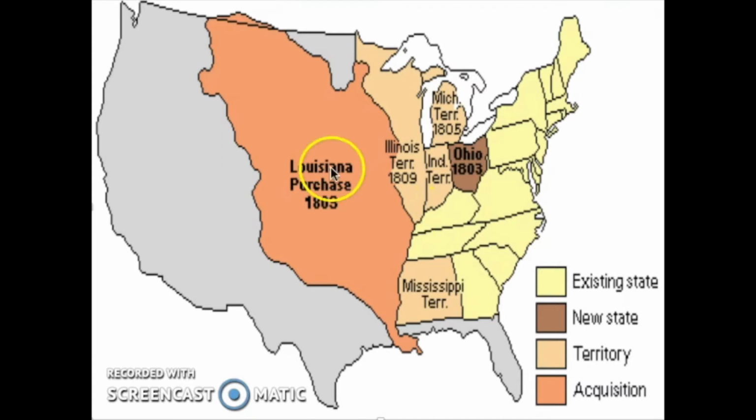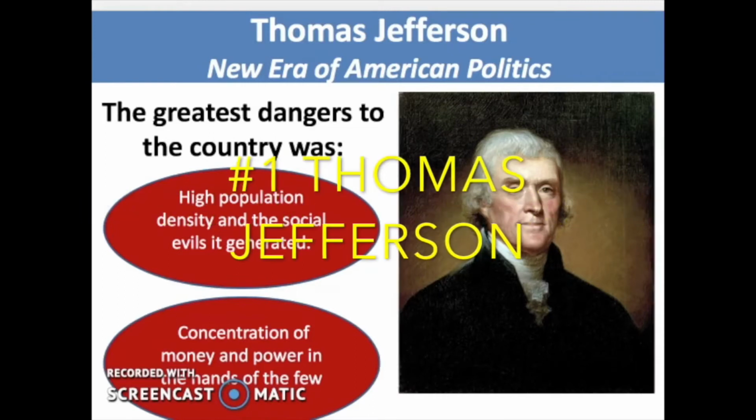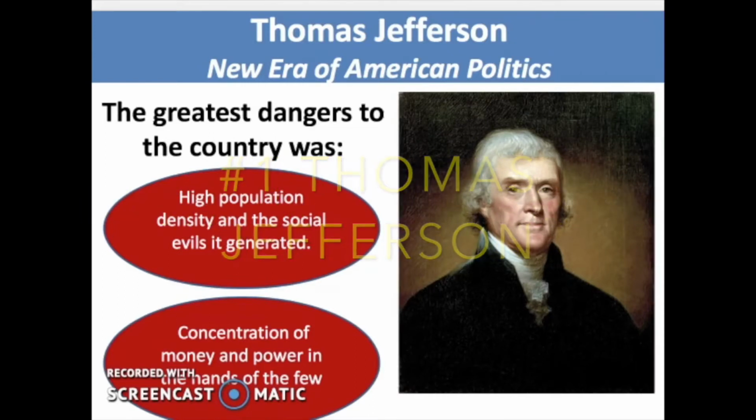First, you have to understand one particular man, Thomas Jefferson, and his vision and direction and changes in this Republican nation in his Republican ideals. And remember, look at that in the textbook of how that differs to the Federalist views. What he focused on was the dangers to the country of high population, high density, and the social evils it generated.